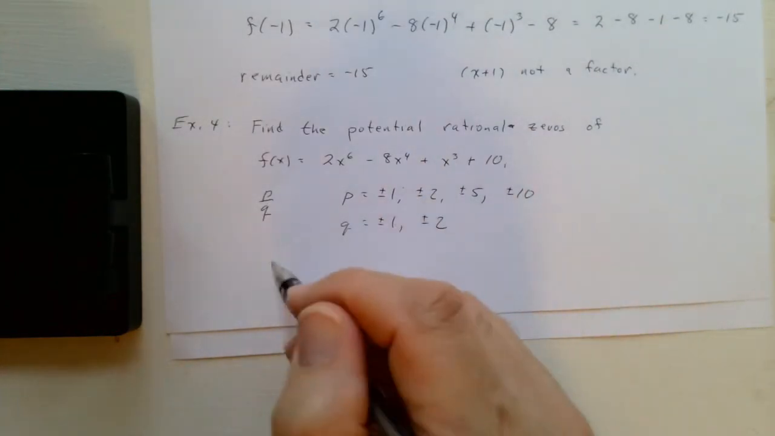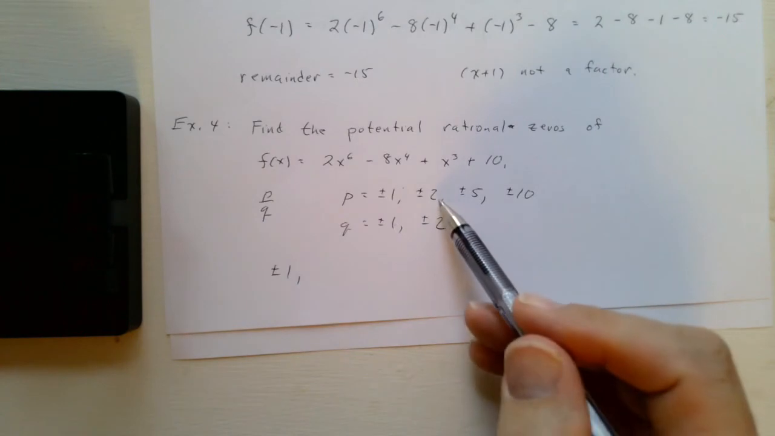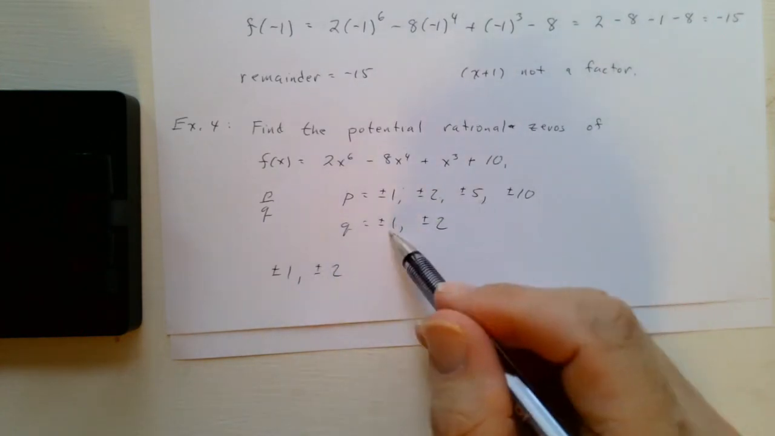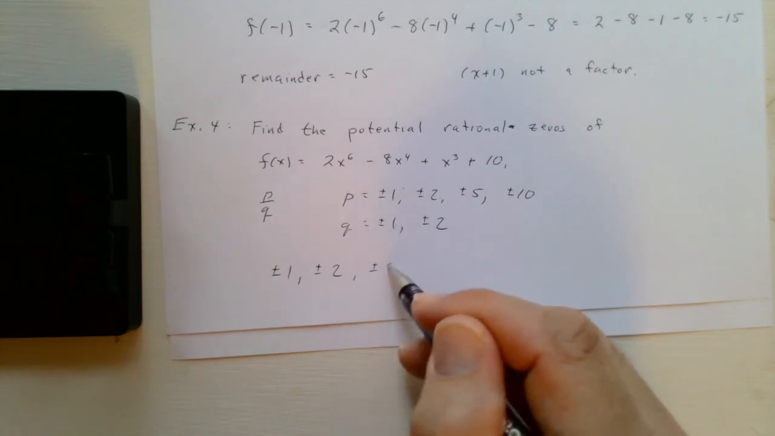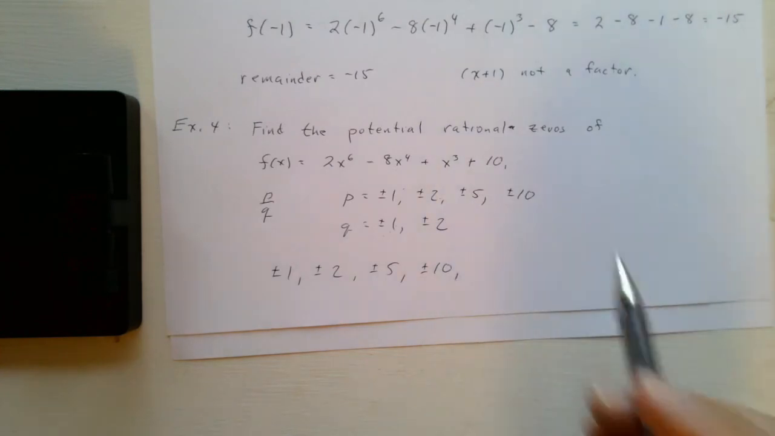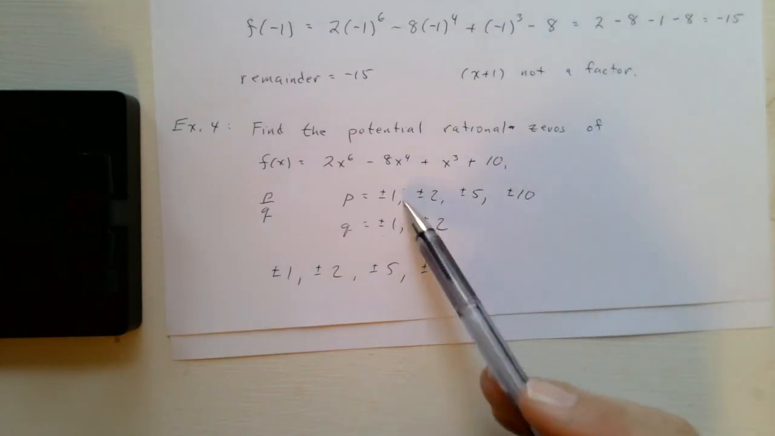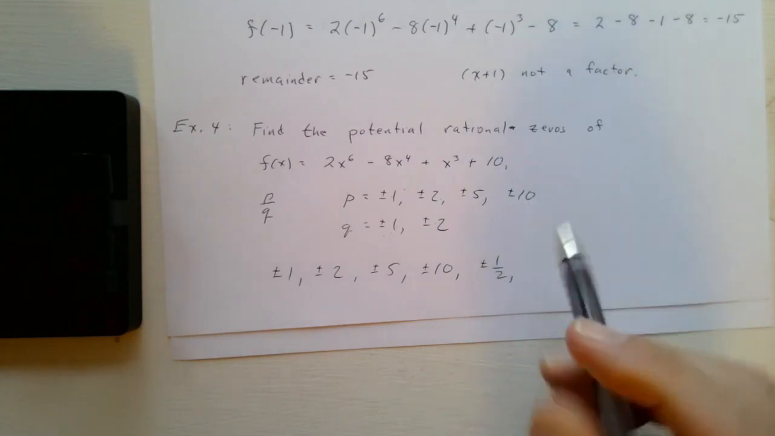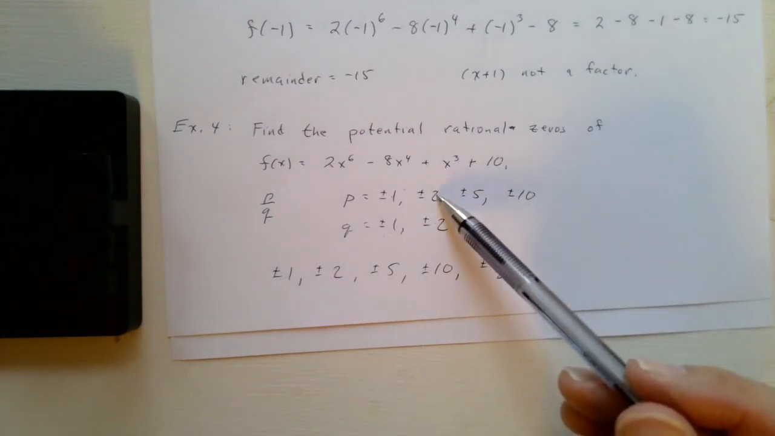This divided by this is plus or minus 1. This divided by this is plus or minus 2. This divided by this is plus or minus 5. This divided by this is plus or minus 10. Then we divide by 2. This divided by this is plus or minus 1/2.